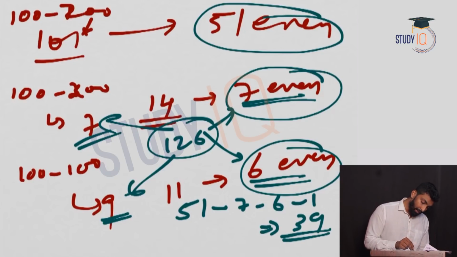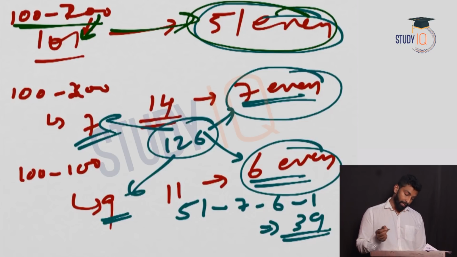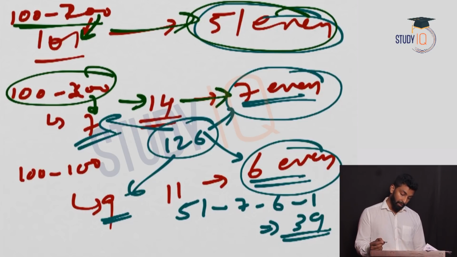What you have done is very simple. 100 to 200, how many numbers are there? 101. 51 even numbers are there. We got that. 100 to 200, multiples of 7, 14. Out of that, 7 even multiples are there.